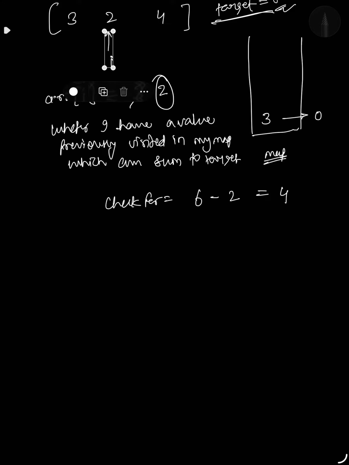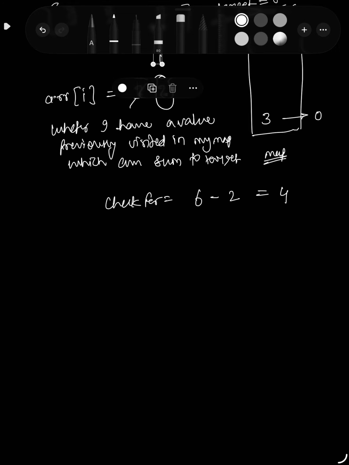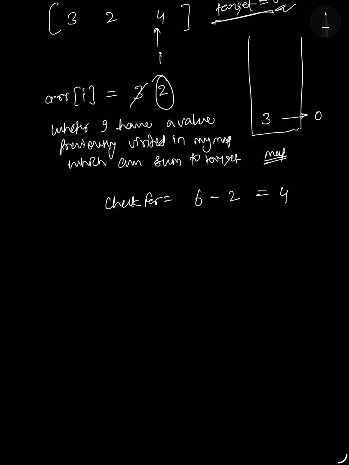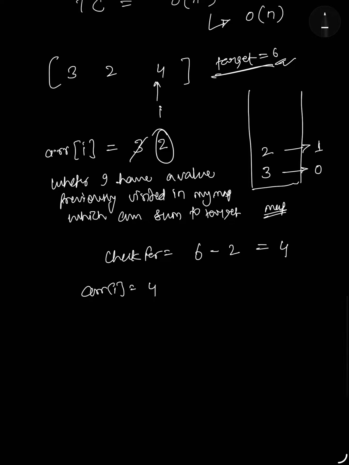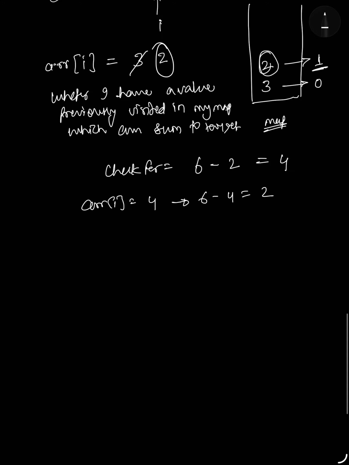So we will again move ahead to the next position, and before moving that, we will be storing our particular item 2 with the index 1. Okay, now we will be going ahead to the next position. So this time our array of i will be 4, and again 6 minus 4, we will check for 2. So we will see that we have this item stored in my map at the index 1 position. So definitely this can give me a summation of target.